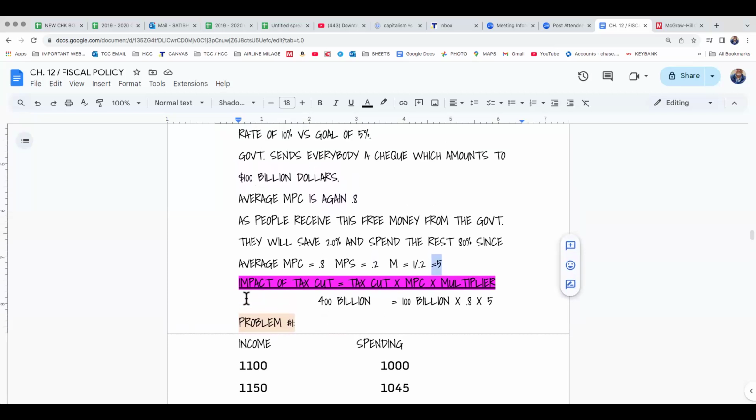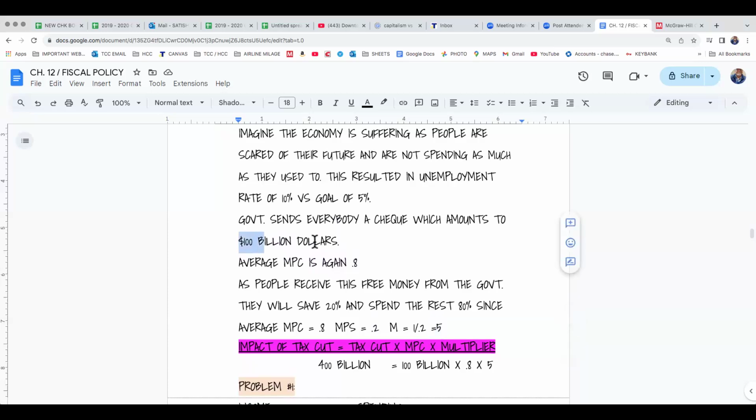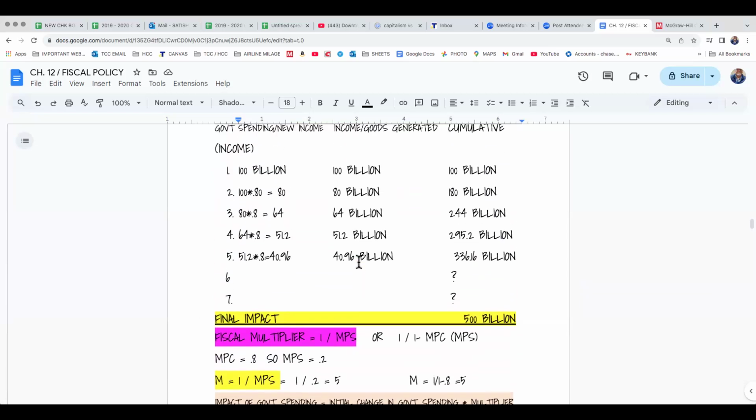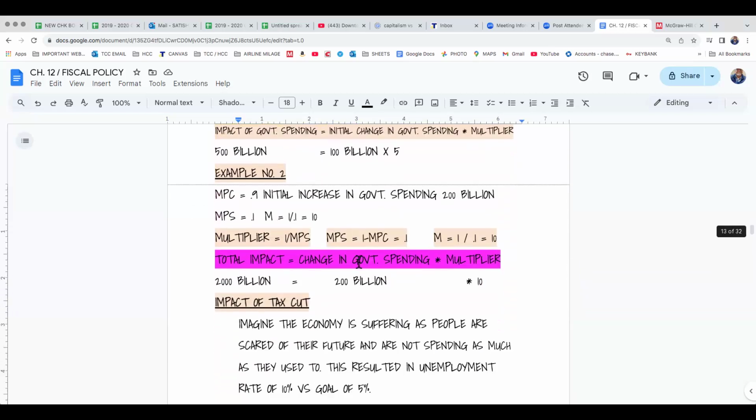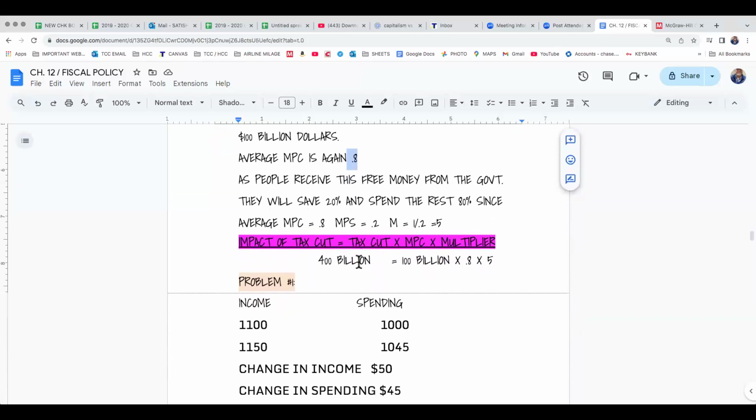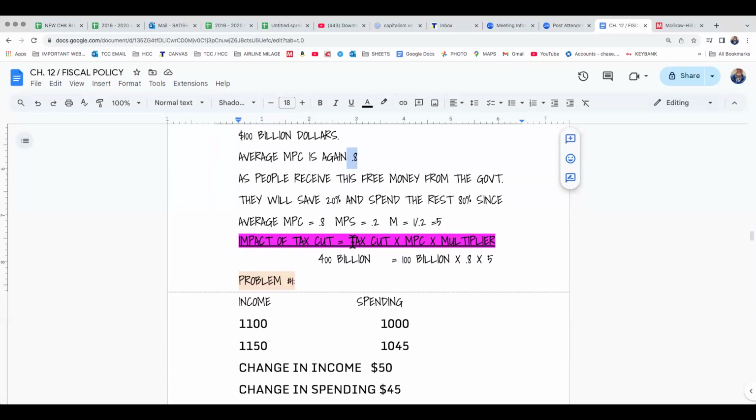So in this case, the impact of a tax cut is, when people get $100 billion, they're going to spend only 80%. And then this process will start. So here the formula is slightly different. The impact of the tax cut is the tax cut, which is $100 billion, times MPC, because remember, when people get their money, they do not spend all of it. They only spend 80% initially, in the initial tax cut. And then you add the multiplier. So the impact will be $400 billion.